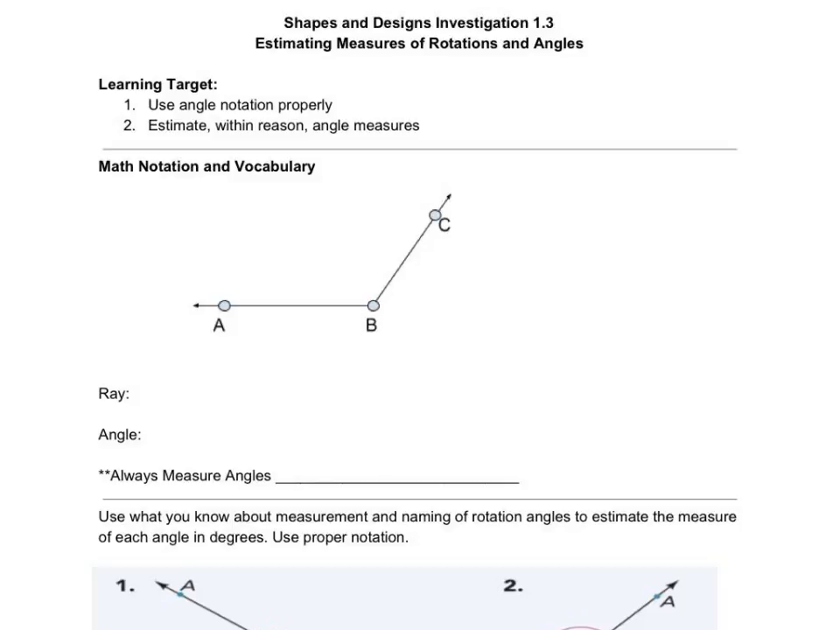This is your video for Investigation 1.3 from the book Shapes and Designs, where we are going to be looking at estimating measure rotations and angles. This particular video has two learning targets. The first one is to use angle notation properly, and the second one is to estimate within reason, so something within like 20 degrees of what that angle measure would be without using a protractor or any type of compass that would tell you what the angle measure is.